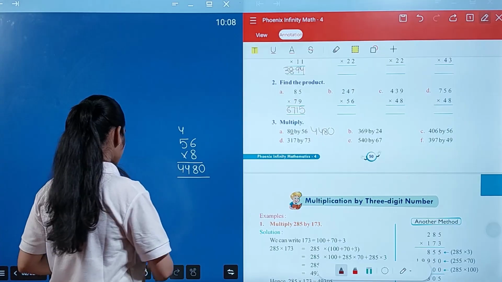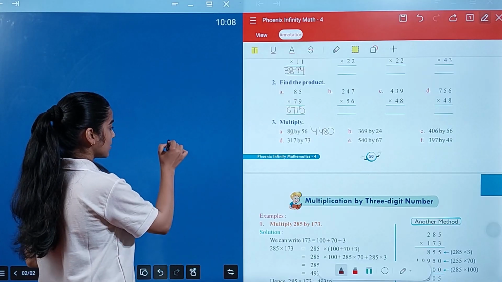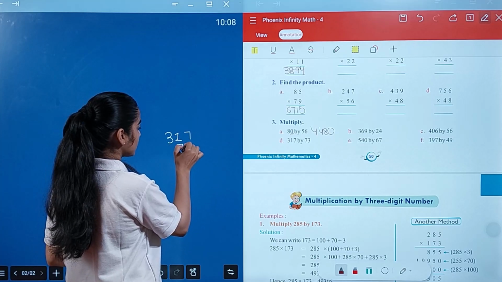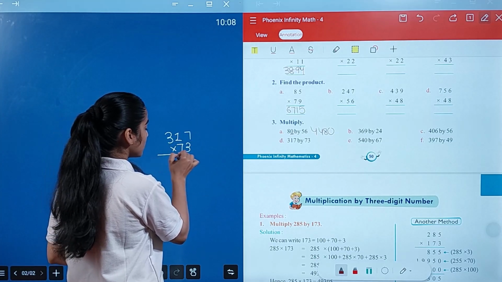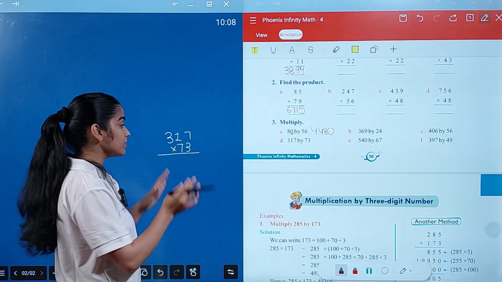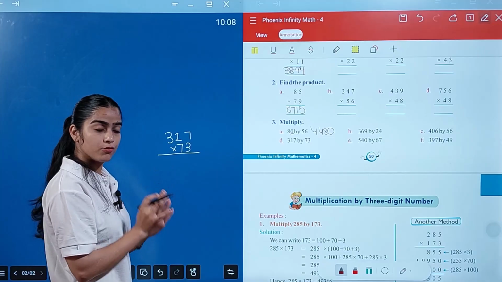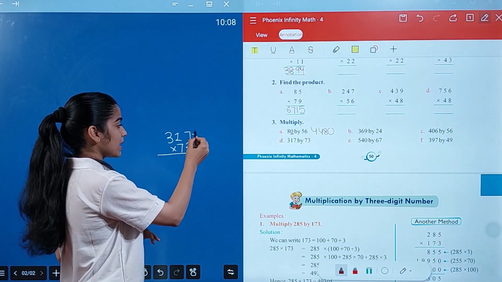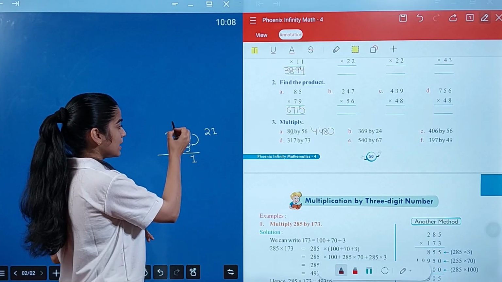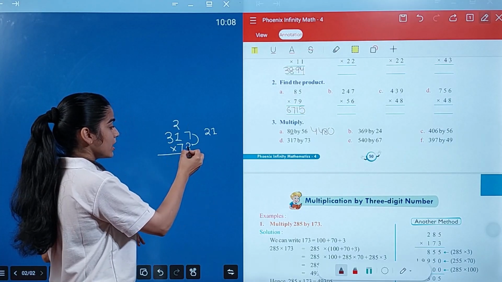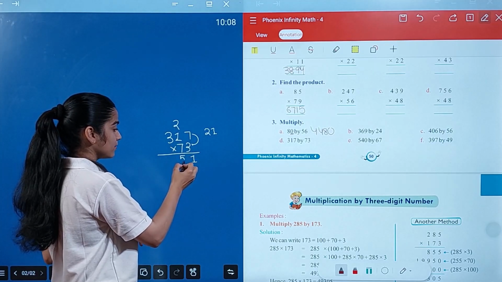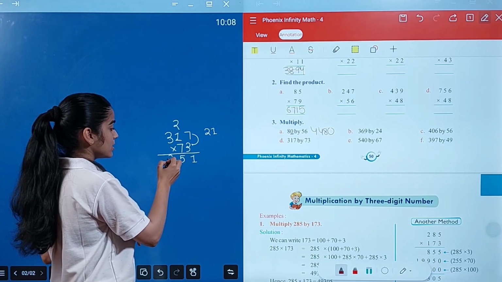Okay, let's take one more question, which is a three digit number. So 317 multiplied by 73. In this case, don't be confused that we have a three digit number multiplied with a two digit number. The same method you have to follow here as well. 3 multiplied by 7 is 21. So we just consider the last digit, which is 1, and 2 will be shifted to the next number. 3 multiplied by 1 is 3 and 3 plus 2 is 5. Now 3 multiplied by 3 is 9.